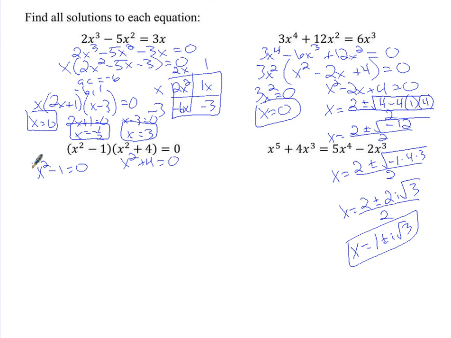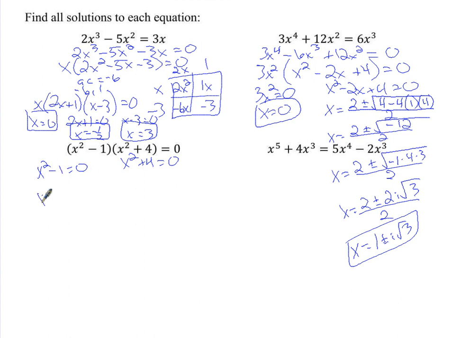Now this thing right here does factor. That's the difference of squares. I could factor it into x plus 1 times x minus 1. Or, since it's just an x squared minus 1 term, I could move this term over here and then use the square root property on both sides. That's the way I'm going to go.